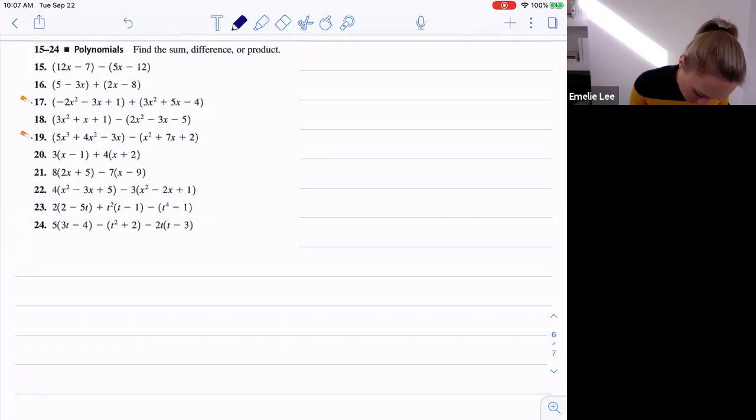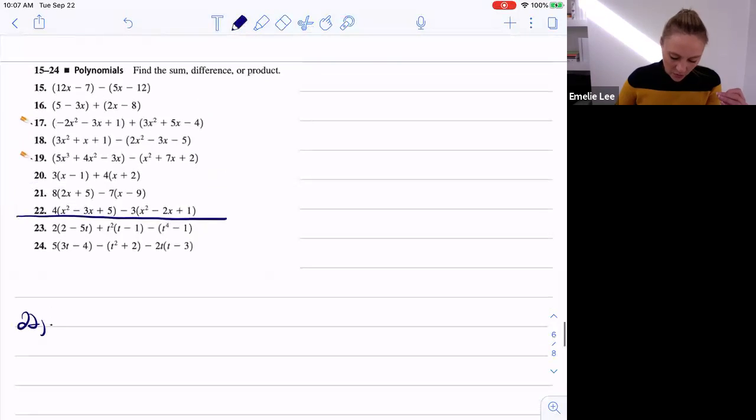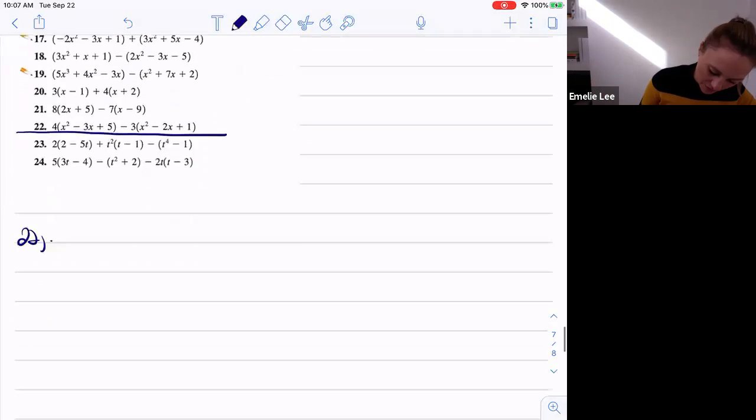So 22, let's do that one. Looks as good as any. So what we're going to do is we want to just find the sum, the difference, or the product of this polynomial. So we just want to get comfortable working with polynomials and just kind of expanding things and simplifying things until we have a nice looking polynomial.